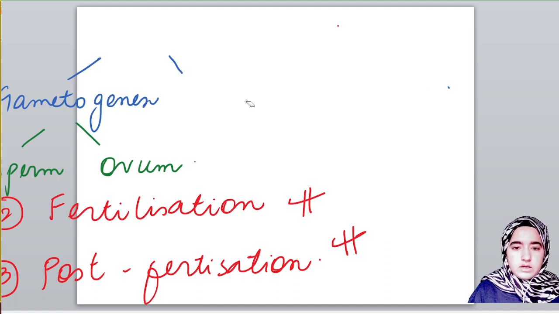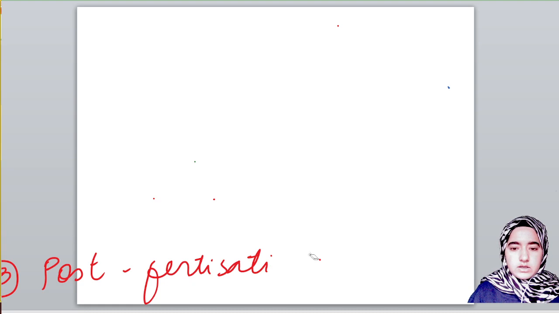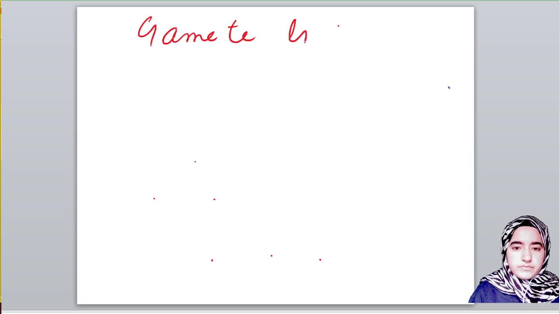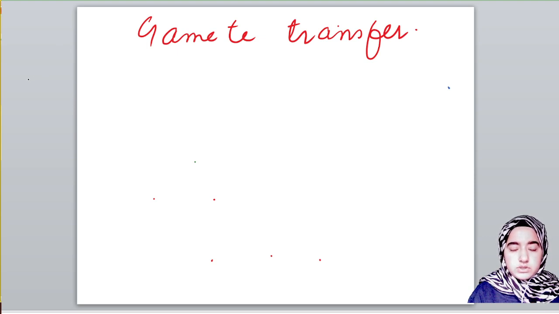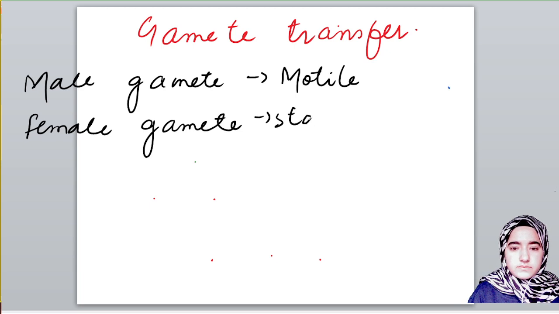Let's see what gamete transfer means. In gamete transfer, we see that in most of the sexually reproducing organisms, male gamete is motile, and female gamete is stationary, I mean static, at one place only.